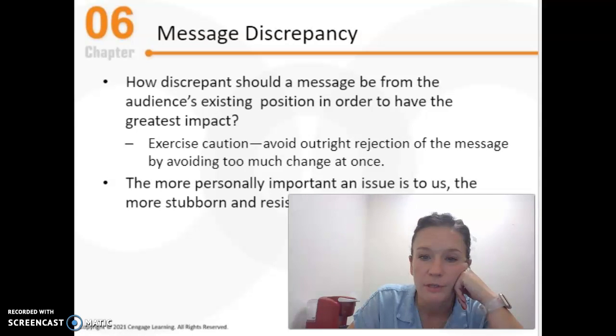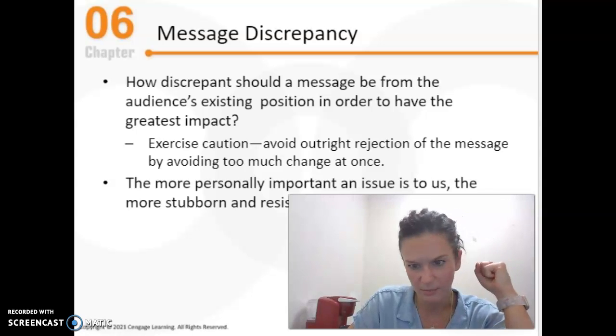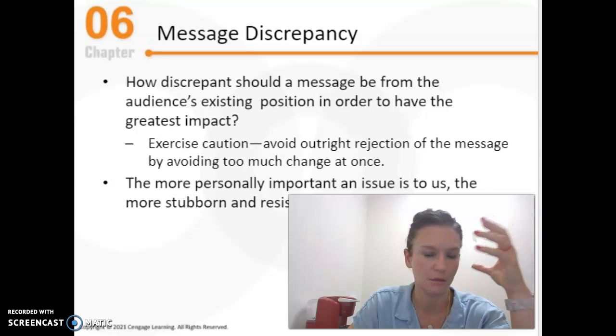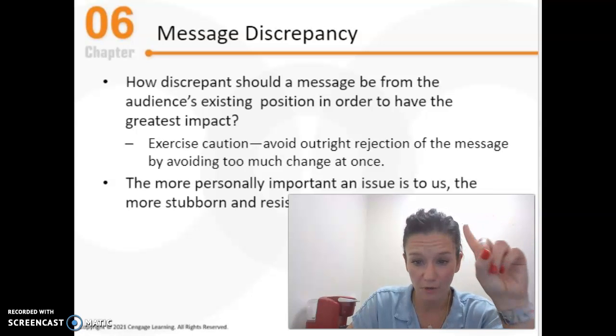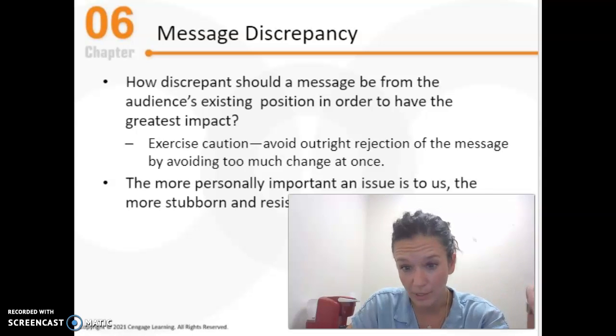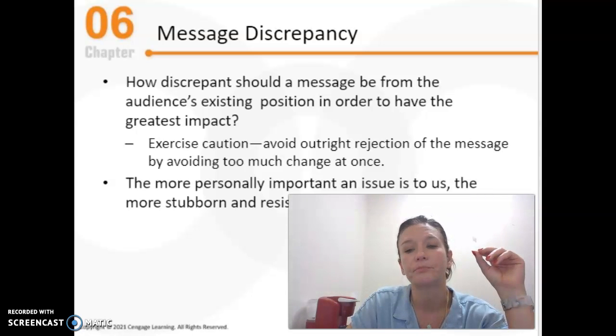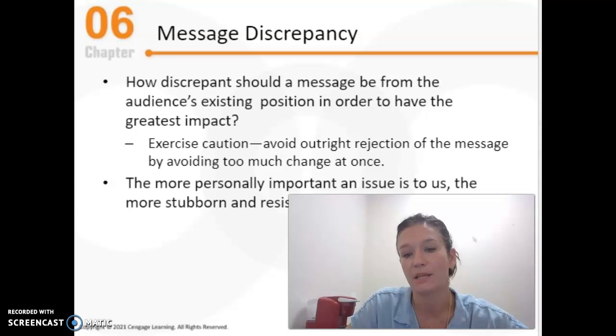How discrepant should a message be from the audience's existing position? If you are trying to change your audience's opinion about something, you do not want to come on too strong. We use the example of the people on social media who feel like every time you see something from them, they're pounding their political views into your head. First off, block them or hide them. Nobody needs that, right? But secondly, that is not the best route to persuade someone to your way of thinking.